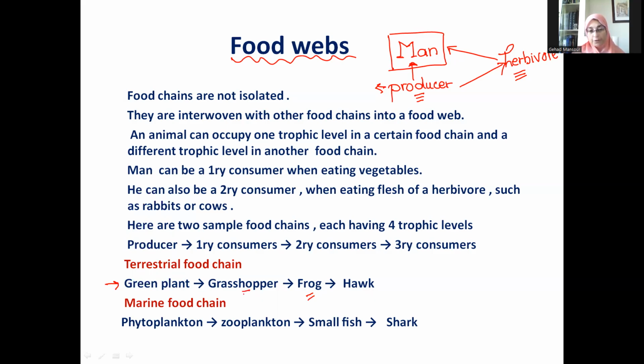So the grasshopper here is considered the first consumer, and the grasshopper, of course, is a herbivore. And then the frog, that is a carnivore, would be considered the second consumer, but although it is the second consumer, yet it is present in that food chain in the third trophic level. Another example: of course, you have noticed that the terrestrial food chain starts with a producer, which is a green plant. And then we have the marine food chain.